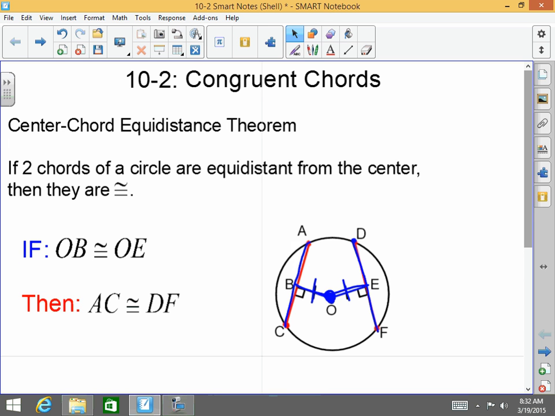So if chord AC and chord DF are equidistant to the center, making BO congruent to OE, then those two chords AC and DF are congruent. This is awesome stuff, really powerful. Helps you a lot with proofs and figuring out values. It's awesome. Yes, sir?